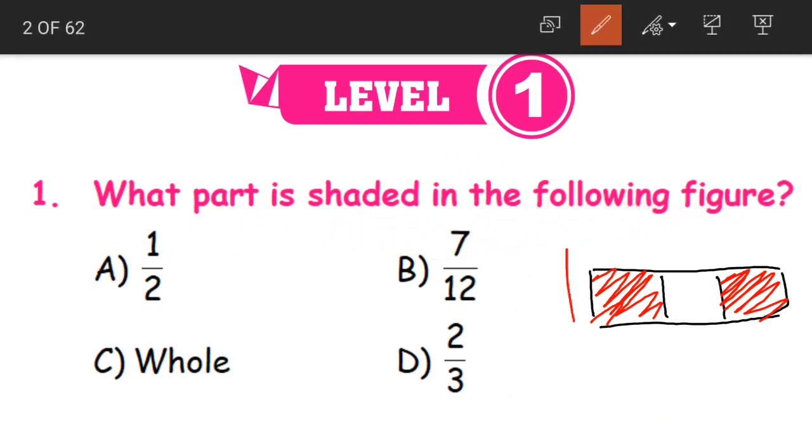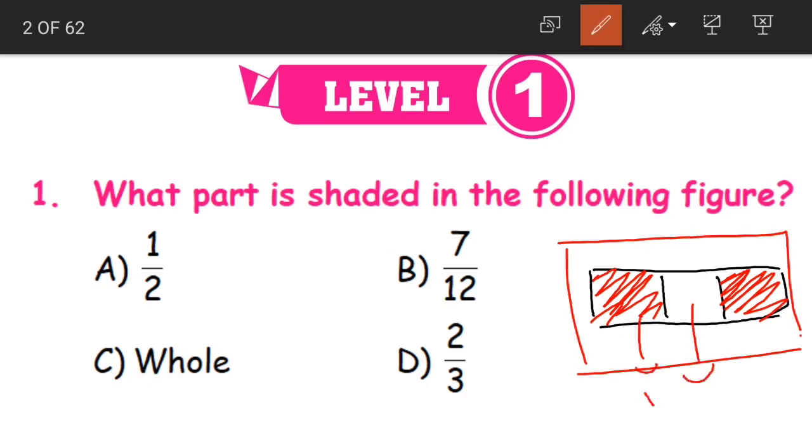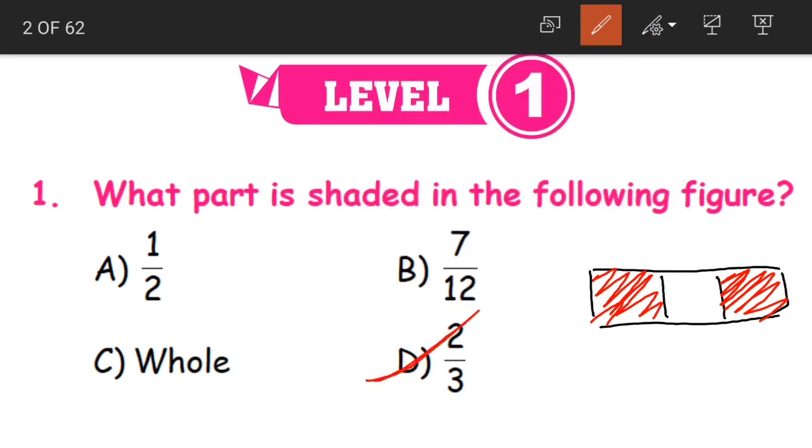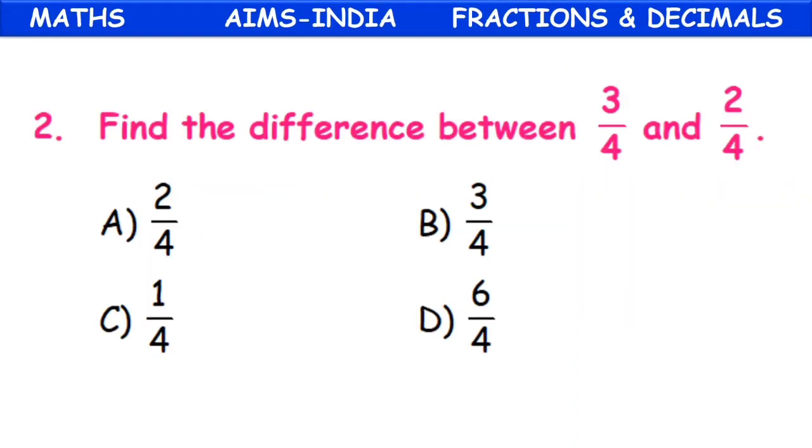Now what is the figure given here? This is our figure and this figure is divided into 1, 2, 3 total parts. So 3 becomes our denominator, out of which 2 are shaded. So this 2 becomes our numerator. That is why our fraction that represents this given figure becomes 2 by 3. Only 2 parts out of the total 3 are shaded. So the correct answer becomes option D, 2 by 3.